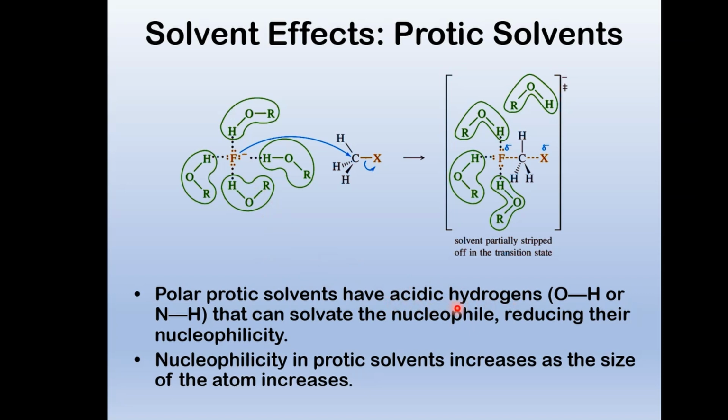But these acidic hydrogens can hydrogen bond. Here, hydrogen bonding is being depicted. And this reduces the nucleophilicity of the nucleophile in a polar protic solvent. Alcohol is a polar protic solvent. Nucleophilicity in protic solvents increases as the size of the atom increases.